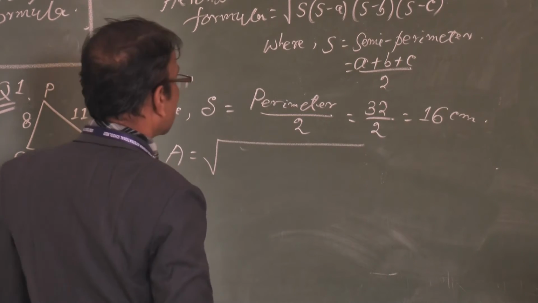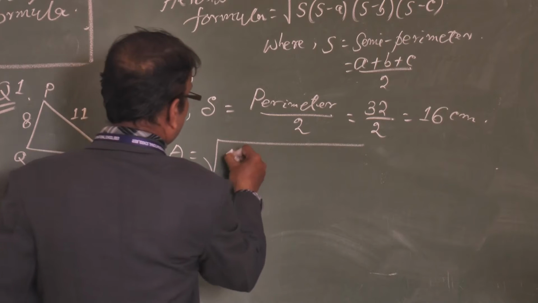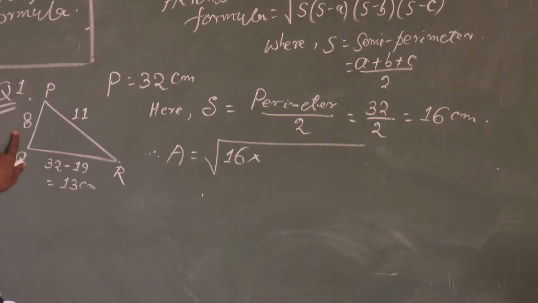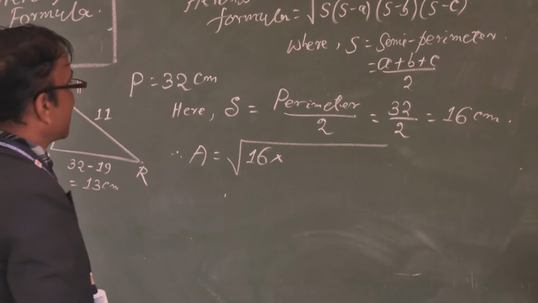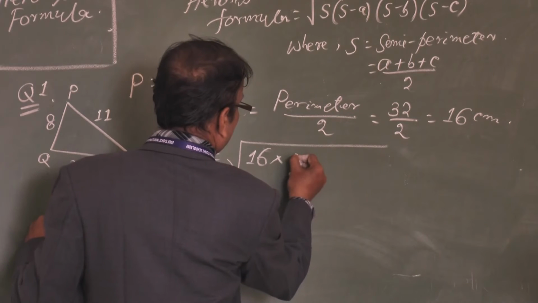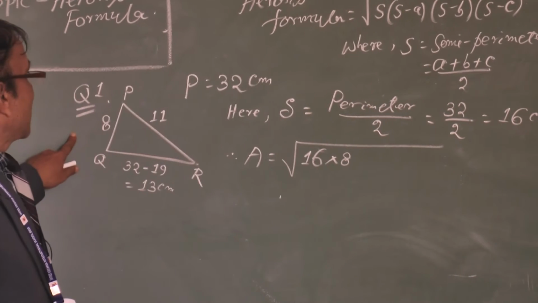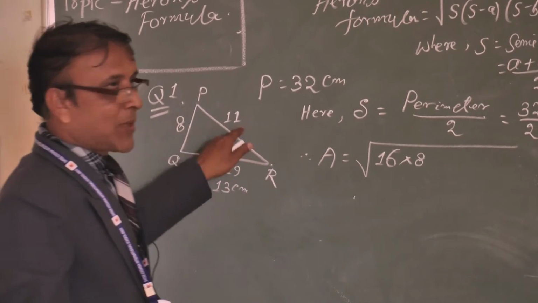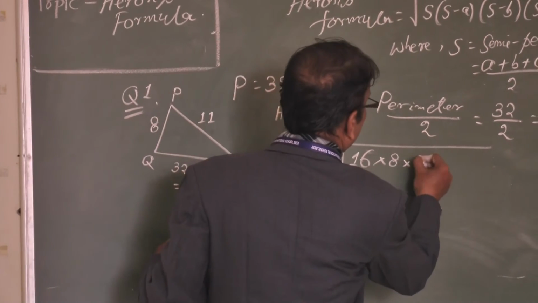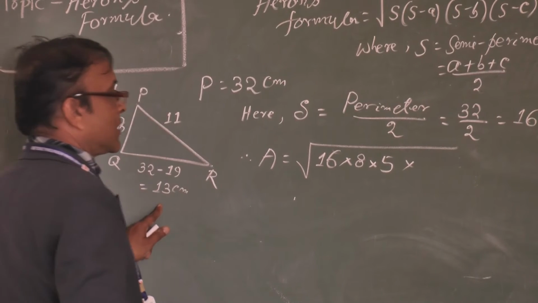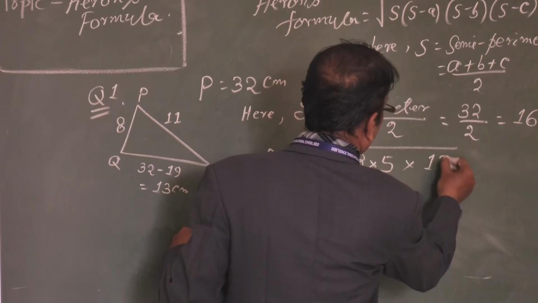Now it is S, means 16, into S minus A, means 16 minus 8. I am taking first 8. So 16 minus 8, directly I am writing, that is equal to 8. Then next 16 minus 11, that is equal to 5. Then next 16 minus 13, that is equal to 13.